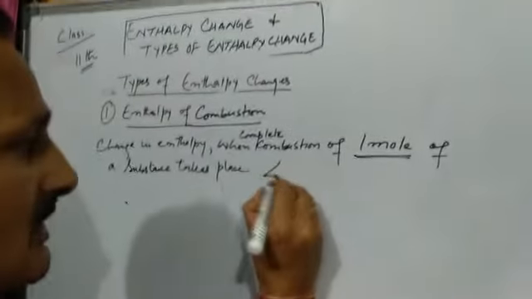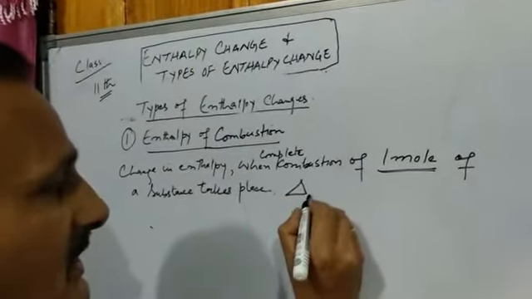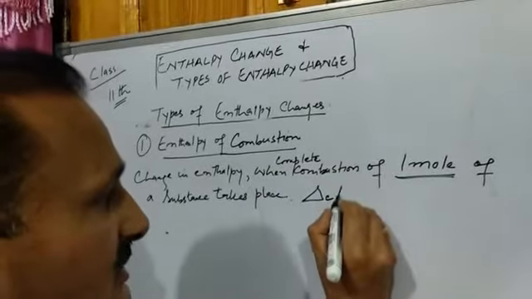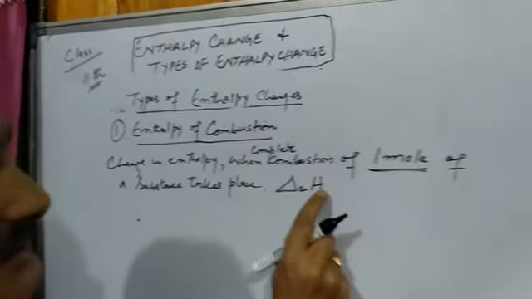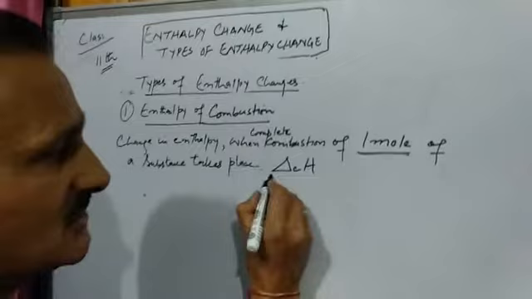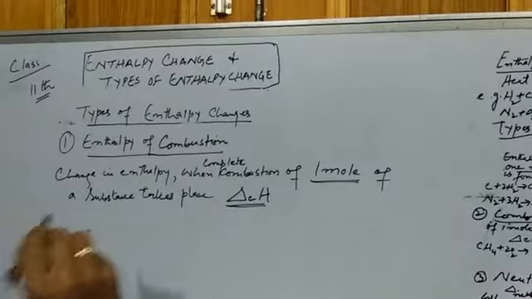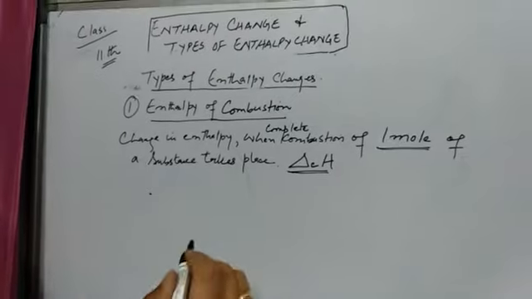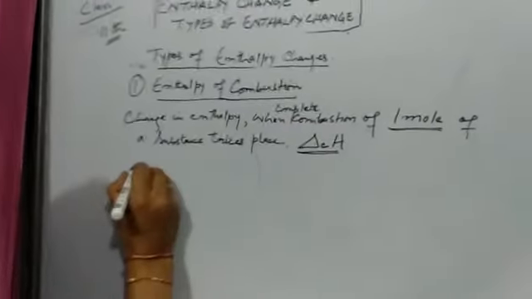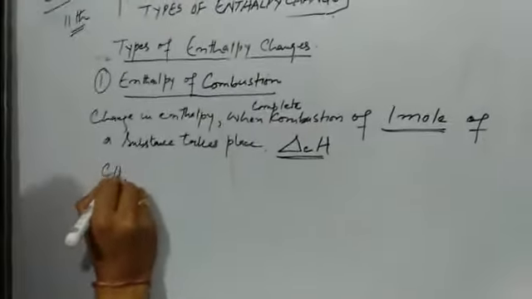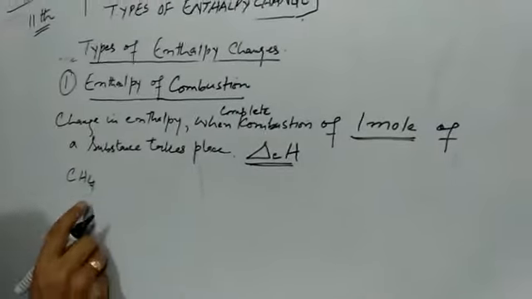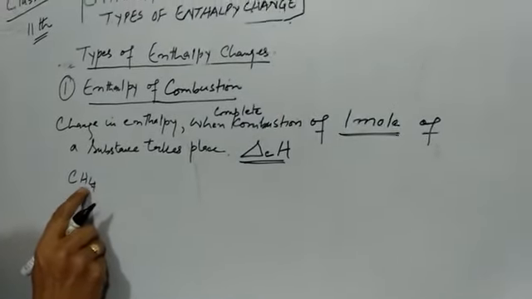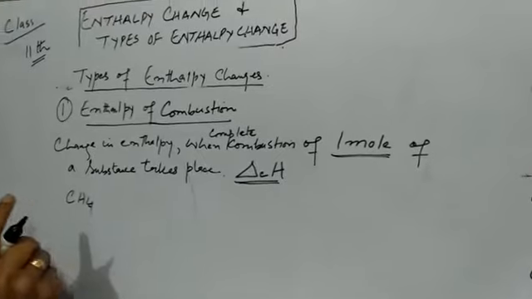Now enthalpy of combustion is designated by delta C H. Delta H is enthalpy change, C for combustion. So this is how we designate enthalpy of combustion. Let me give some examples of enthalpy of combustion. This is combustion of 1 mole of methane. Now you find here how many moles of methane I have taken. I have taken only 1 mole.